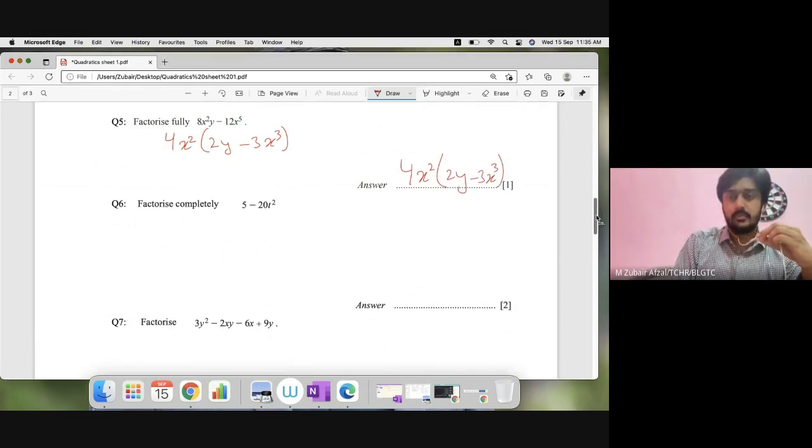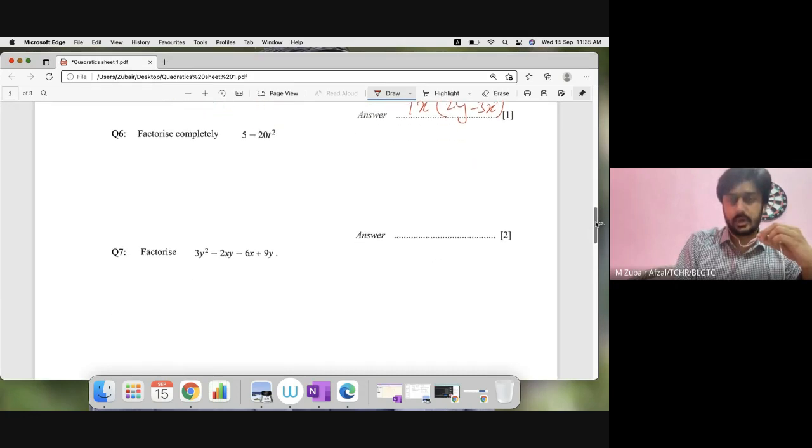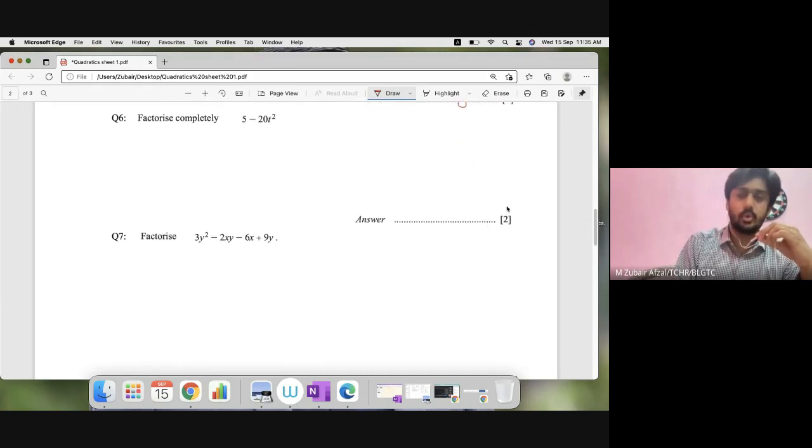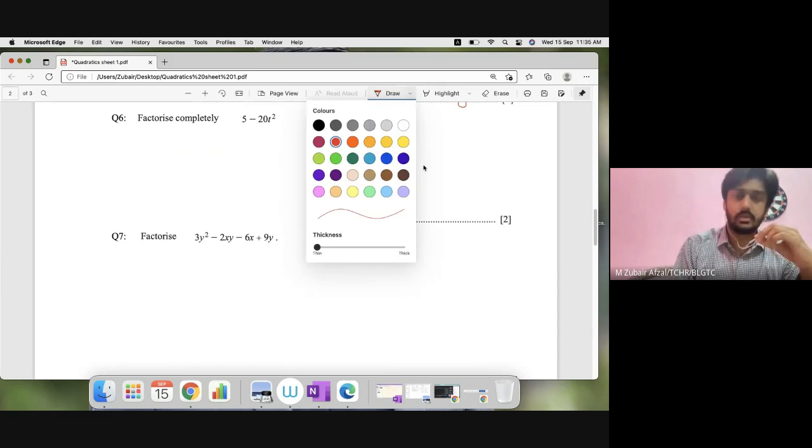Moving on. Okay, before we start, most students score only 1 out of this. This is a 2-mark question.